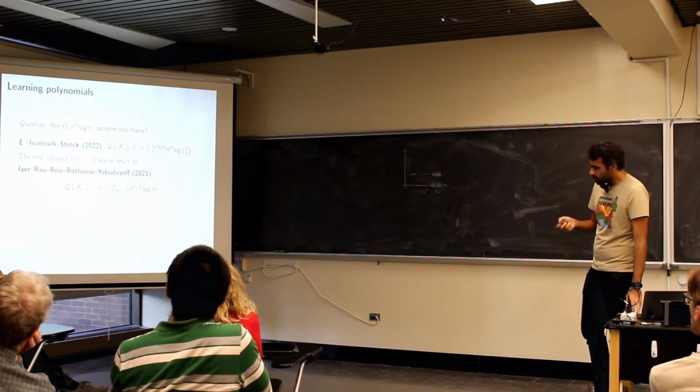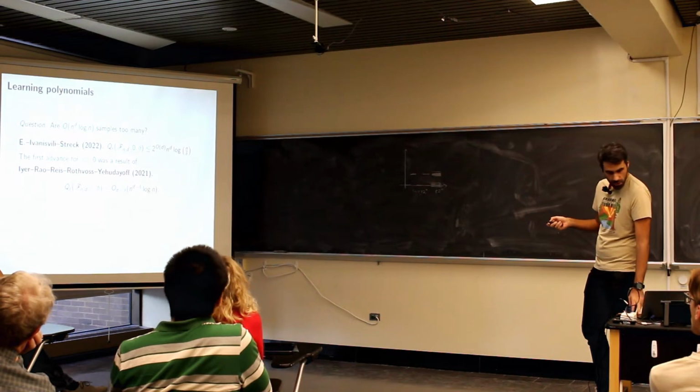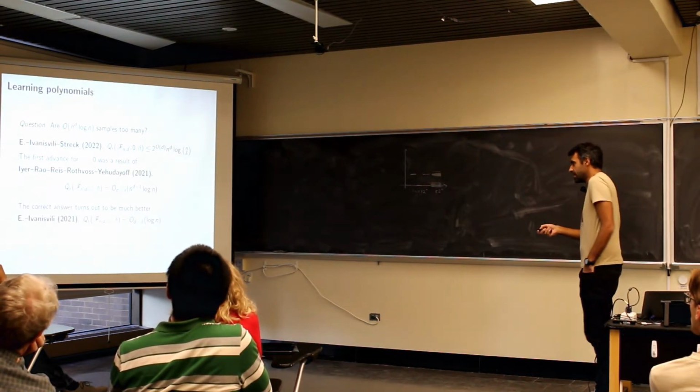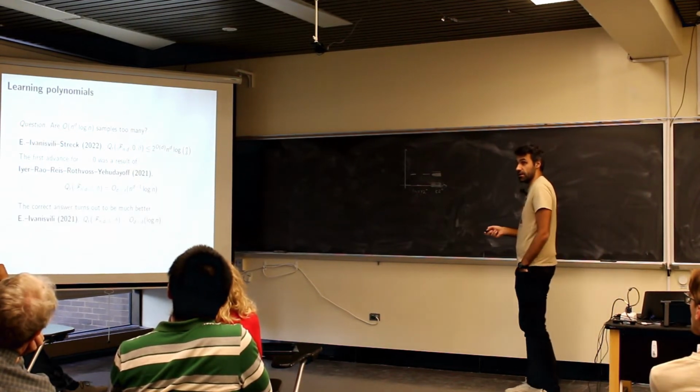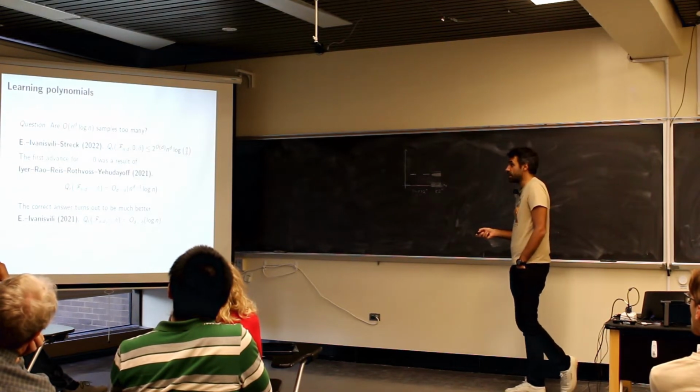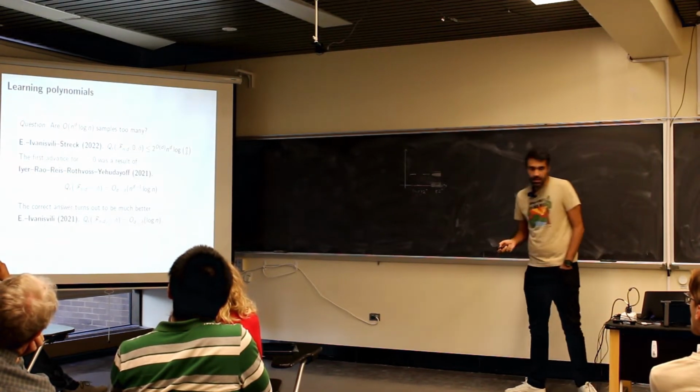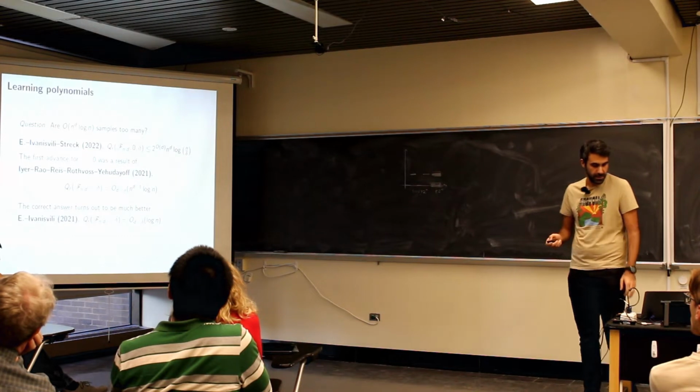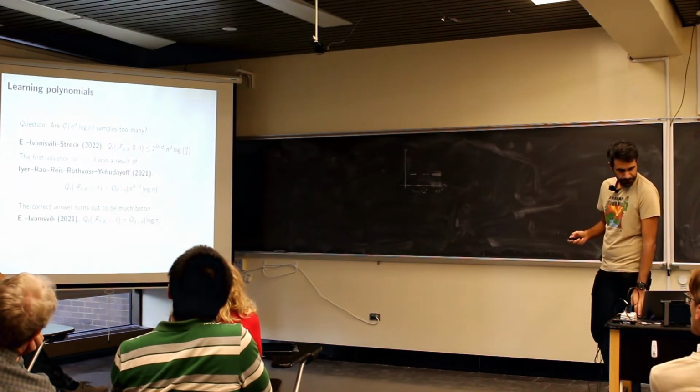And what I want to talk about today is basically the correct order of magnitude, which is substantially smaller. So in fact, there is no polynomial factor of n. The correct number of samples is simply log n. And that's something that we proved with Paata Ivanisvili last year.